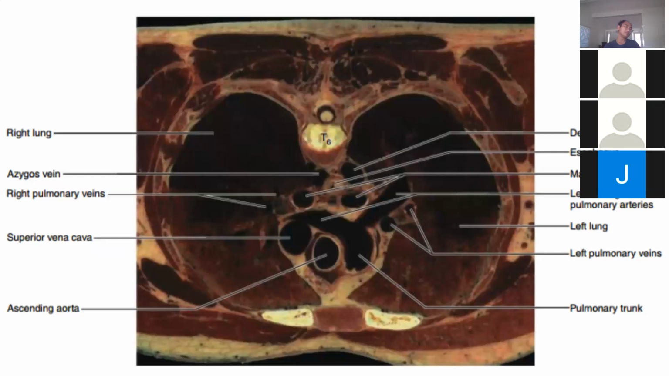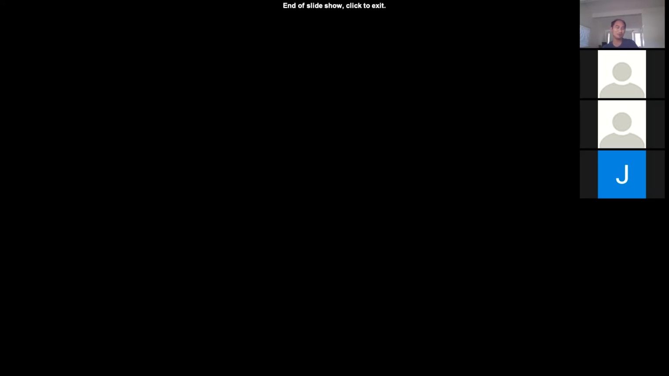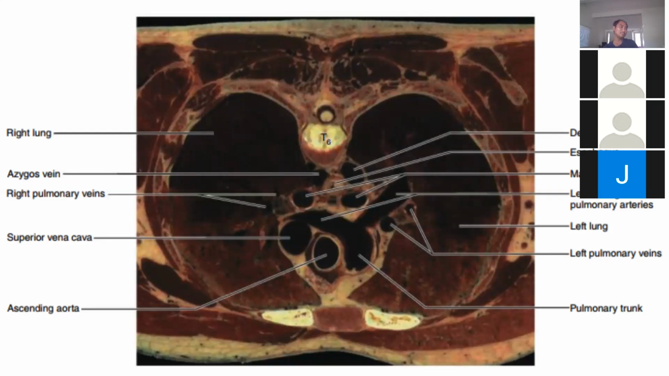And this is looking at the mediastinum. This is the posterior side because this is the thoracic vertebra. This is the sternum and costal cartilage. These are the ribs on the side. And this is the heart in the mediastinum with its great vessels, the right lung and the left lung.